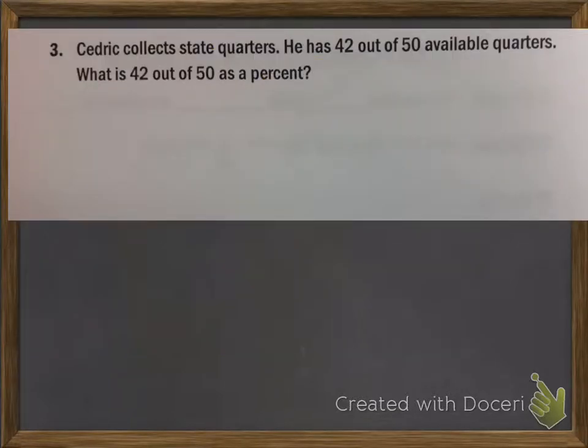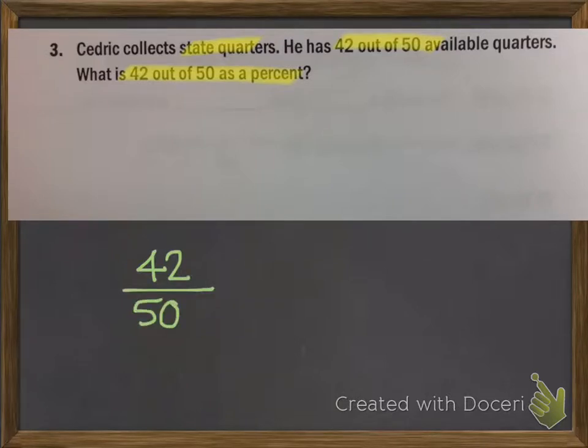Number 3 says Cedric collects state quarters. He has 42 out of 50 available. What is 42 out of 50 as a percent? So we have 42 out of 50. Out of means out of 100. Remember that a percent is out of 100. So we need to get 50 to 100. What do we multiply 50 by to get to 100? That's 2.